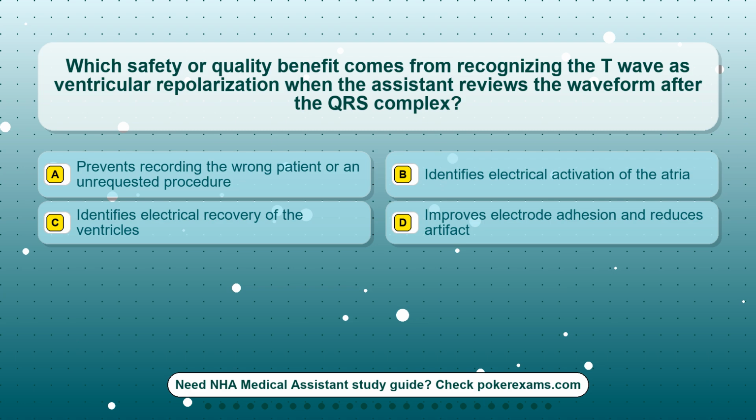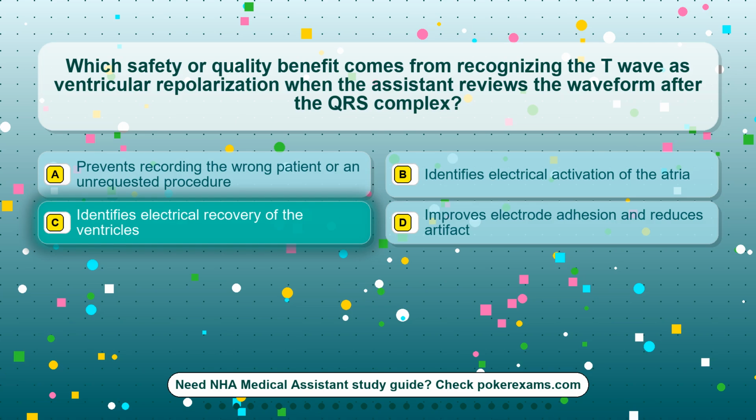Question 6. Which safety or quality benefit comes from recognizing the T wave as ventricular repolarization when the assistant reviews the waveform after the QRS complex? Option A. Prevents recording the wrong patient or an unrequested procedure. Option B. Identifies electrical activation of the atria. Option C. Identifies electrical recovery of the ventricles. Option D. Improves electrode adhesion and reduces artifact.